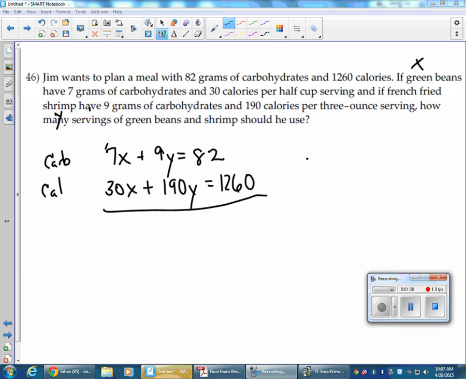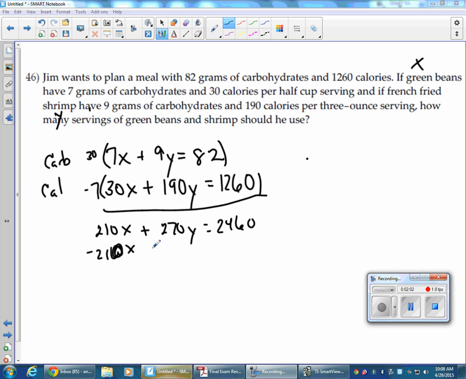I'm going to make this 7 and 30. I'm going to work with that. I'm going to do the top line times 30 and the bottom line times negative 7. And that'd make these two cancel out. So I get 210x plus 30 times 9 would be 270y equals 82 times 30 is 2460. And the bottom line would be negative 210x. So you see these negative 210, these x's are going to cancel.